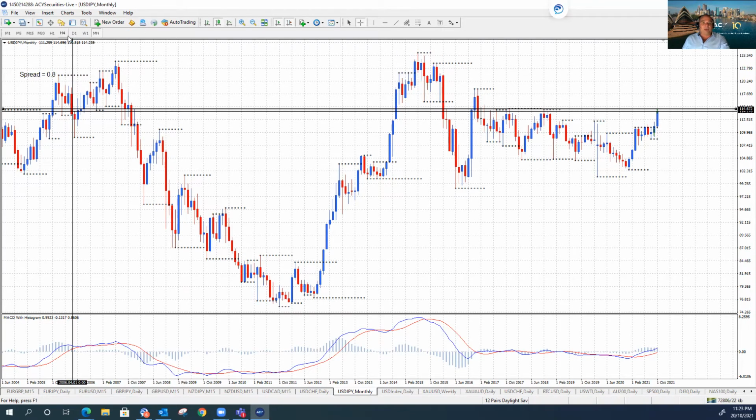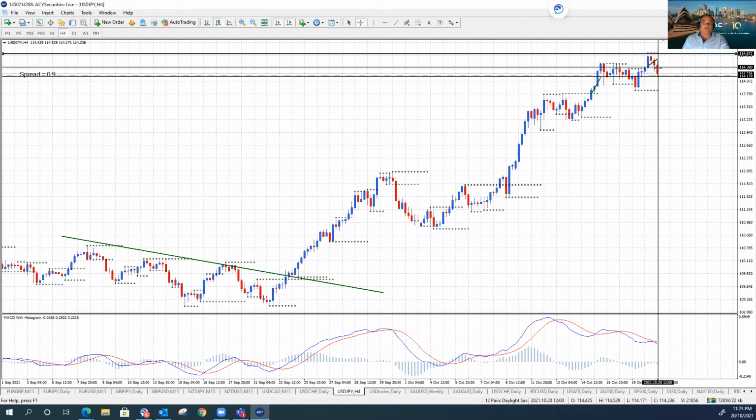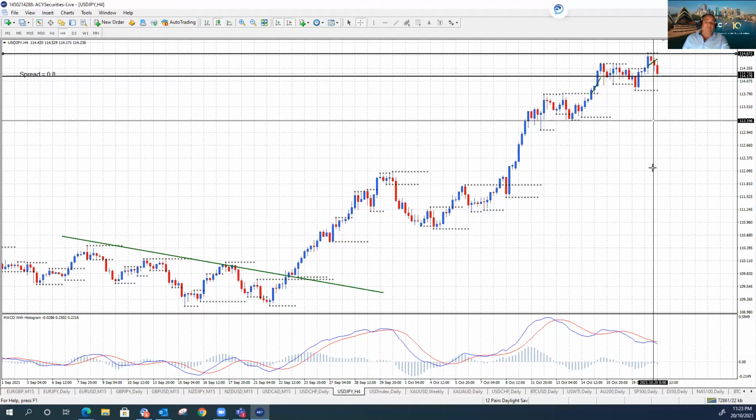So let's go in and have a look at, say, a 4 hourly. And as you will see here, we are starting to get a failure at that level. I've zoomed in on the 4 hourly chart. You can see we've had a few down candles, but nothing dramatic.